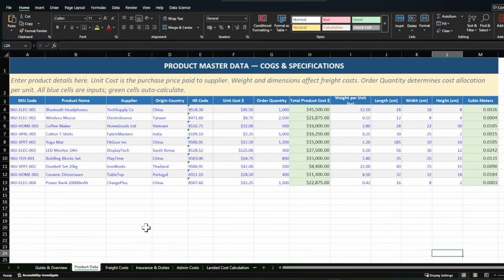For the product data, here we are recording all of the products which we have, their names, who is supplying, the origin country, HS code and the unit cost. So this is the cost which we are paying to buy that. This is the order quantity, and if you multiply the unit cost by the order quantity, you will get the total product cost. Here we are also recording weight, length, width and height. These three are going to be used to calculate volume. Here is the volume, in cubic meters. This is used in order to calculate the freight cost. So here we have calculated the total product cost by multiplying unit cost with the order quantity.